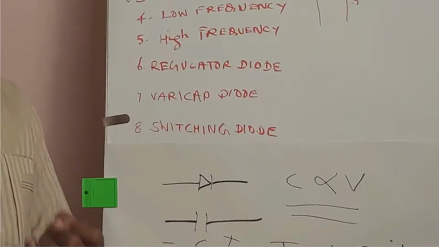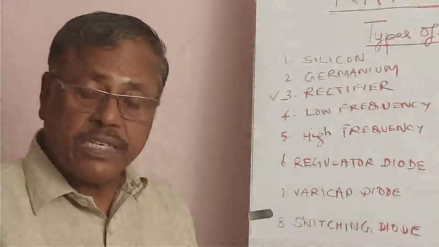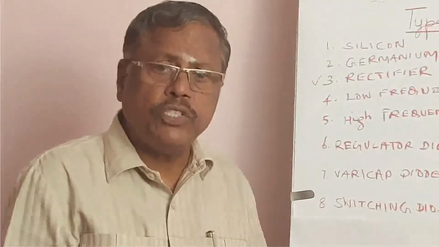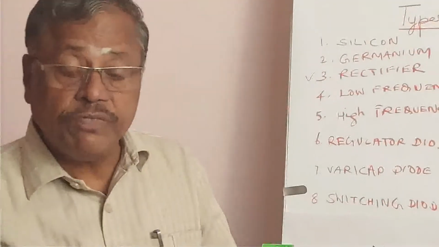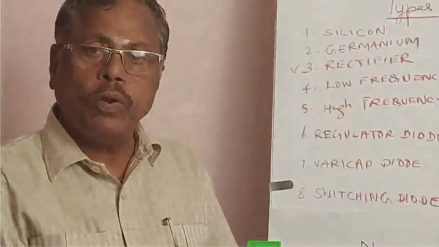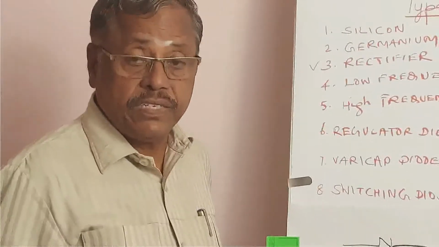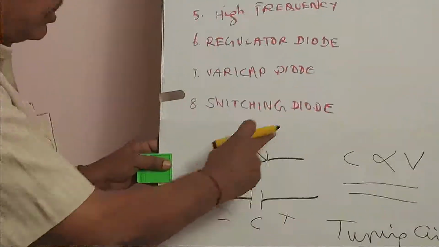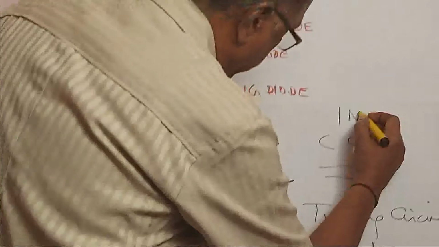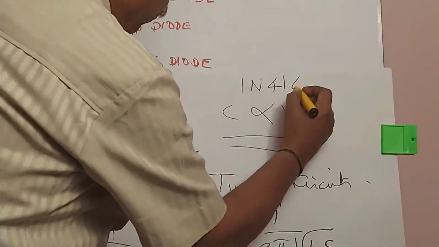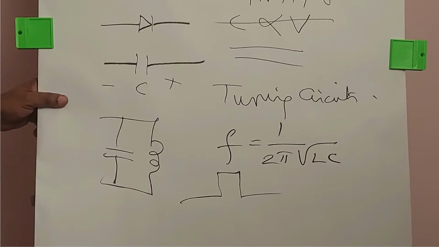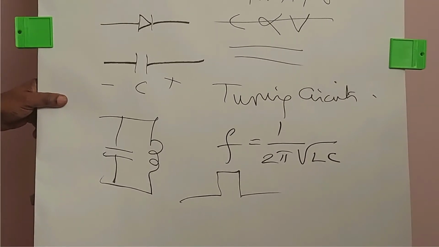It has a smaller diffusion capacitance and fast recovery characteristics. These are very useful in digital circuits where you want switching from one level to another level for different applications. They are called switching diodes. For example, a switching diode has the number 1N4148. It's a practical diode. A switching silicon diode is useful for many applications.